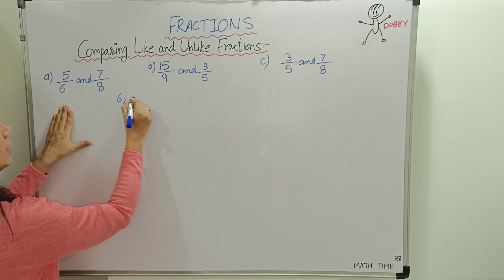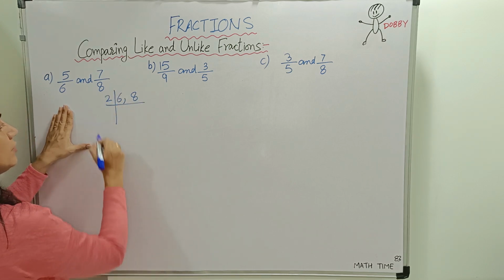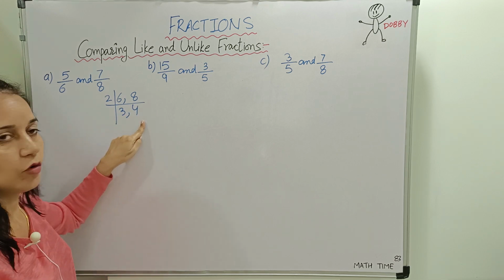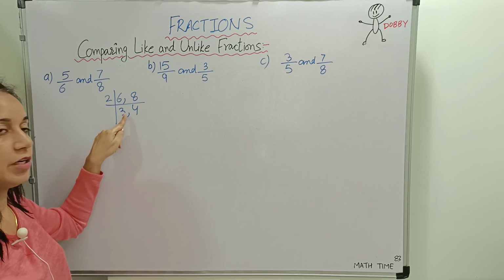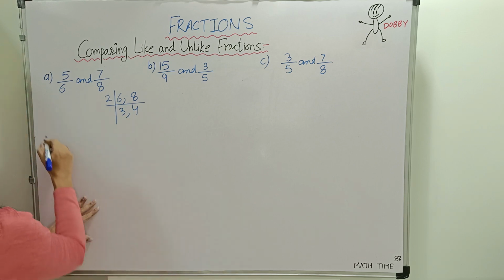LCM of 6 and 8. Common table for both. Both are even numbers, divisible by 2. 2 3s are 6, 2 4s are 8. Now 3 and 4 are co-prime numbers. 3 is not divisible by 4, and 4 is not divisible by 3. So here only we will stop.